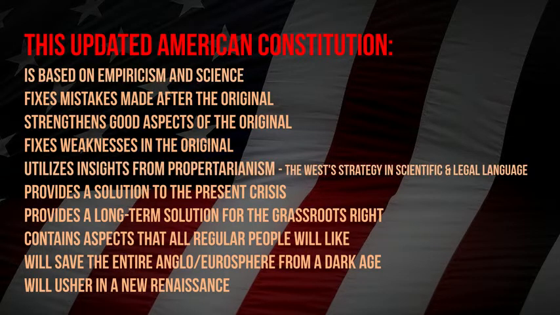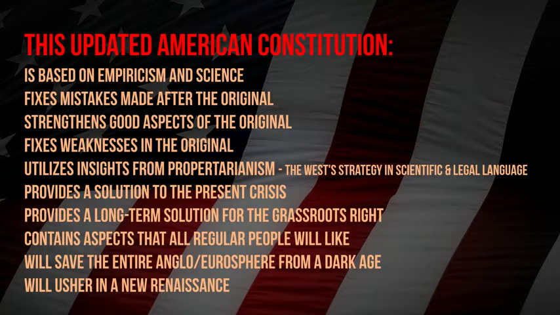So this Constitution is based on empiricism and science. It fixes some of the mistakes that were made after the original U.S. Constitution. It strengthens a lot of the good aspects of the original Constitution. It fixes some of the weaknesses in the original Constitution. And if you're one of those people that says there were no weaknesses in the original Constitution, you're just wrong. There were some. And think about it. The Founding Fathers were doing that before Karl Marx was even born. There's no way they could have foreseen the explosion of mass media, the ability for our enemies to lie at scale, and all of this.